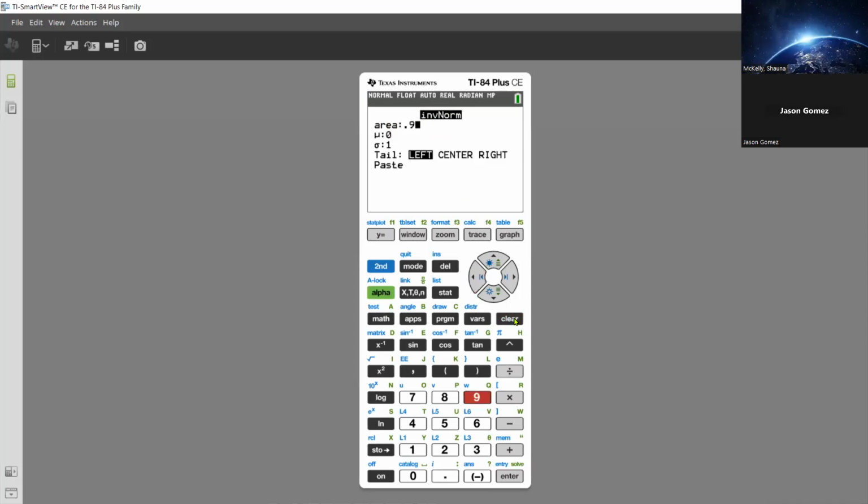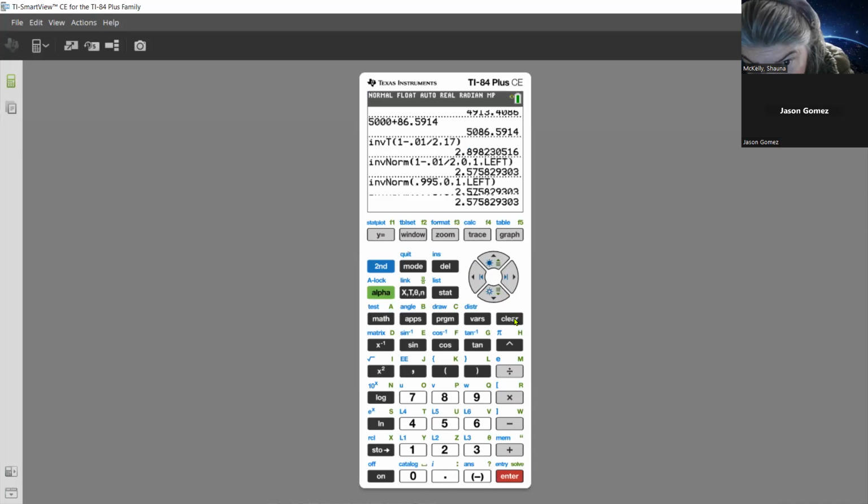This is 0.995, and paste it. Same thing. What does it equal? 2.58. Okay. So now to calculate your n, you're going to do this.